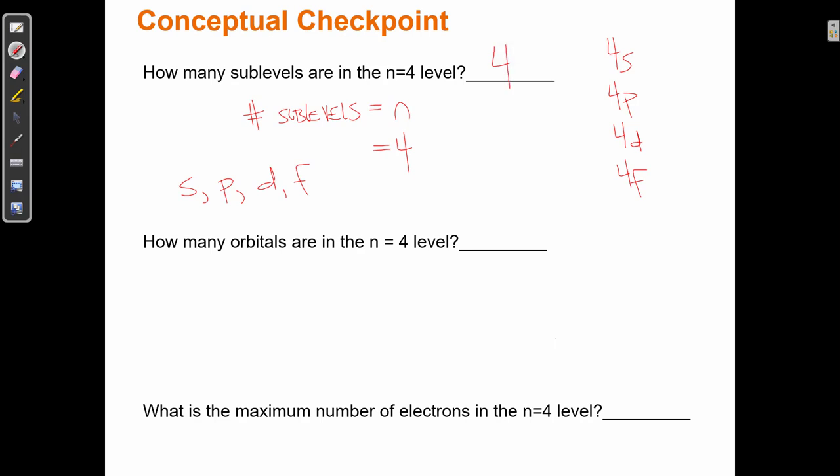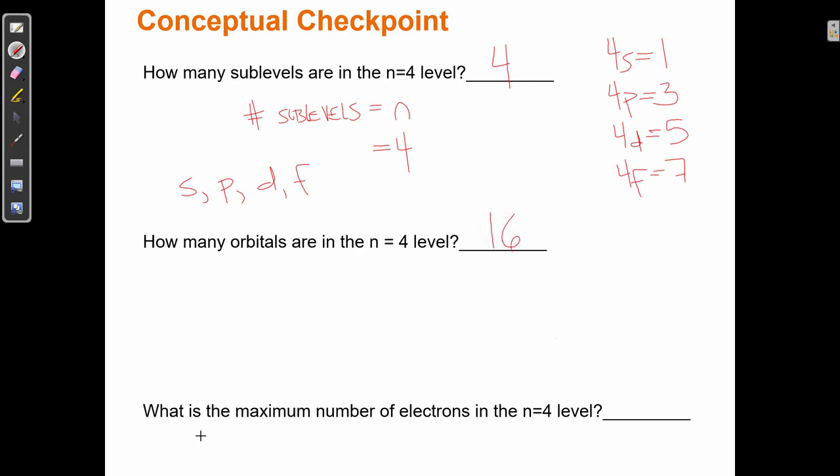How many orbitals are there in the n equals 4 level? Well, if we're talking about all of the orbitals together, then we're talking about how many s orbitals. We have one. There's always just one of every kind of s orbital. How many p orbitals are there? 3. Remember the m sub l. We have negative 1, 0, and positive 1. So 3. How many d orbitals are there? Negative 2, negative 1, 0, positive 1, and positive 2. That's 5. How many f orbitals are there? Negative 3, negative 2, negative 1, 0, positive 1, positive 2, positive 3. 7. So how many orbitals are there total? 7 plus 5 is 12, plus 3 is 15, plus 1 is 16.